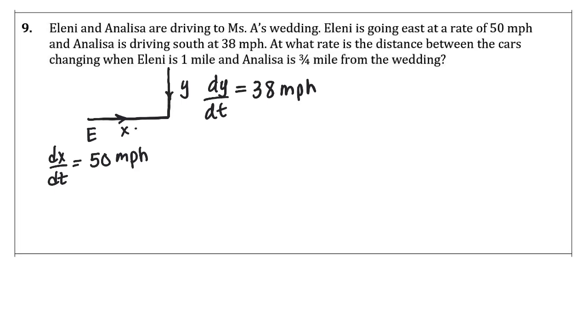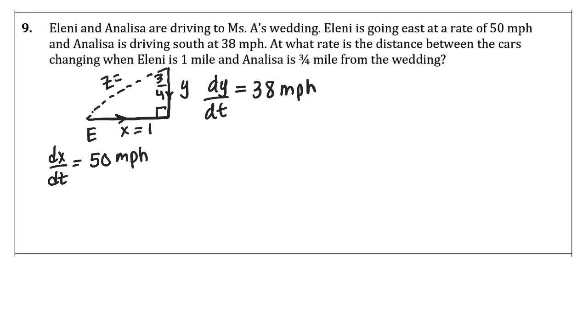1 mile, okay, so we know here is 1 mile, and Miss A is 3/4 mile. So I know this side over here is going to be 3/4 from the wedding. We're just going to call that right angle the wedding. I want to know the rate of change of this side here. That looks like a good old Pythagorean theorem problem. We do need to find this side over here, this side z.